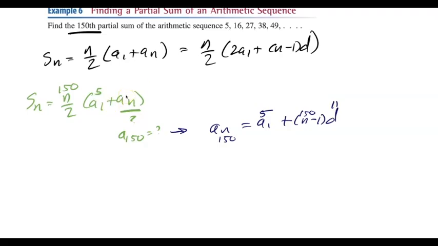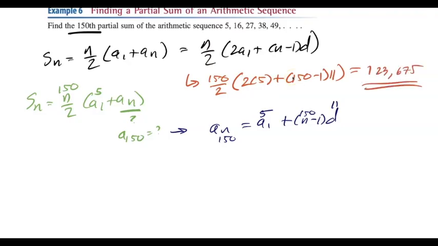If you want, you can just use this formula. So this is where this formula is good, when you don't have the last term. 150 over 2 times 2 times the first term, 2 times 5, plus n, which is 150, minus 1 times the common difference, 11. Either way is fine. If you prefer this, go ahead and do this. Then just make sure you find the an term. You can use this other formula for the finite sum of an arithmetic sequence, and then sub it all in at once. And at the end, you should get 123,675. So that's the sum of the first 150 terms. So we're adding up all 150 terms. We get 123,675.